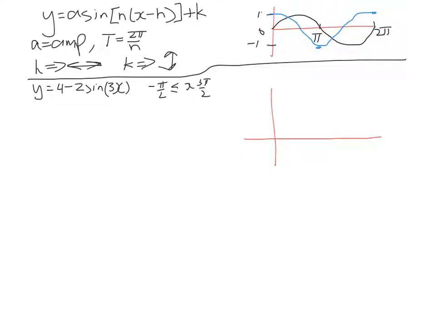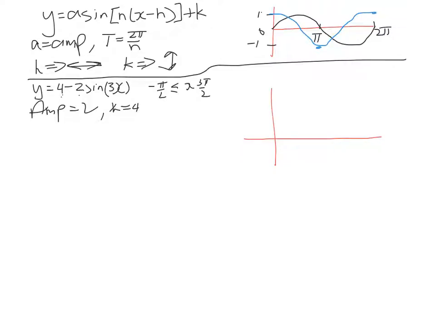For our second example of sketching trig functions, something slightly more complicated. So we've got 4 minus 2 sine 3x, and we are sketching that over a domain of negative pi on 2 out to 3 pi on 2. So what we're going to do here, we've got an amplitude of 2, because that's what it is there. We have a midpoint, or an equilibrium point, or k, of 4.